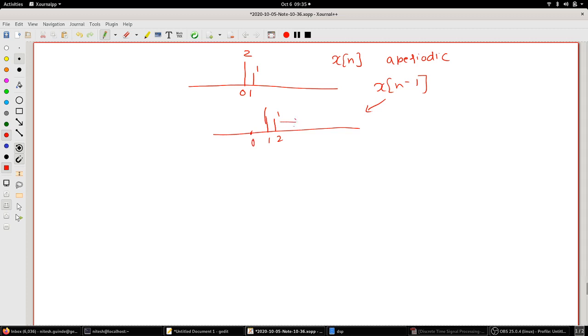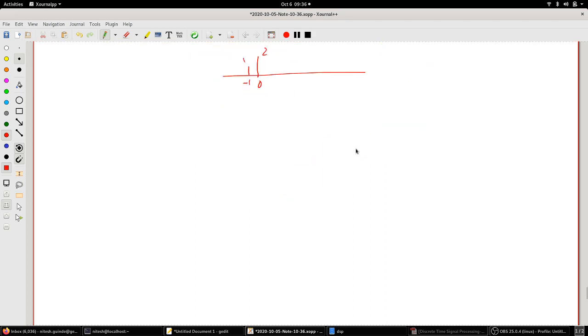N minus 2, again it would have gone to the right. Similarly x of minus n, this would have gone to the left. So it would have been a mirror image of this, 0, minus 1. Okay, so something like this you would have got. This is simpler. This is okay. No issues related to a periodic part.